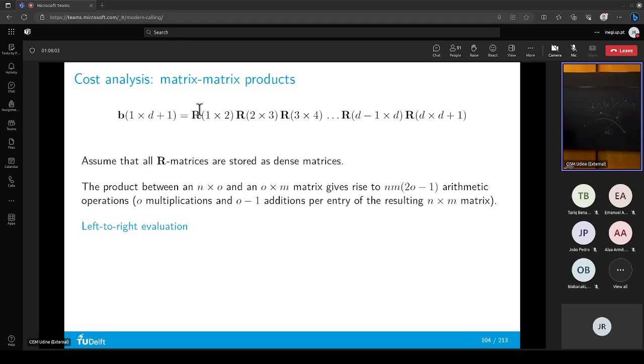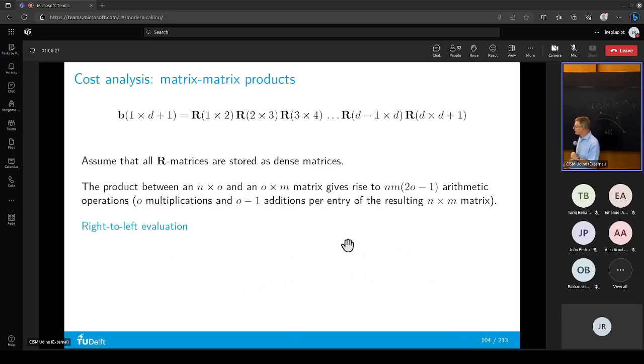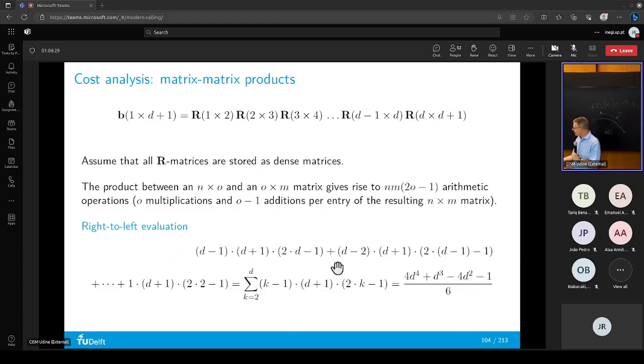If we look at this from the left to the right, yeah, work this out. I worked it out here, calculated it, checked it with Maple. We get this expression. Yeah, what does it mean? We get a leading cubic term in the degree. We can also do it from right to left. Yeah, let's do it from right to left. Again, working it out. We get a leading quartic term.